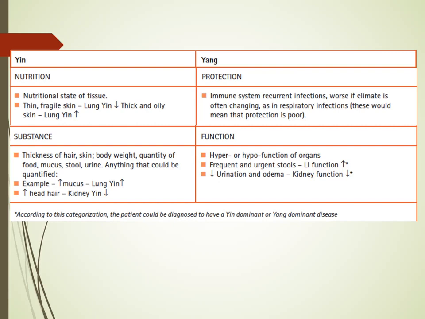Sa yang, there is immune system recurrent infection. Worst if climate is often changing as a respiratory infection. This would mean that protection is poor.